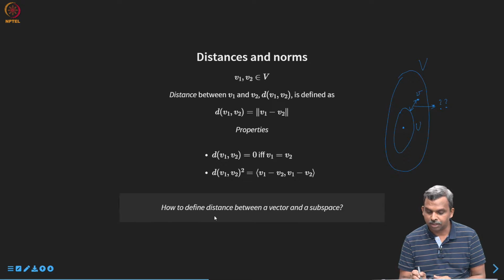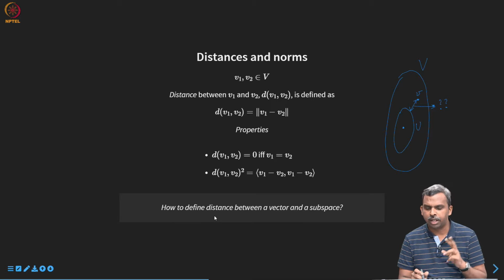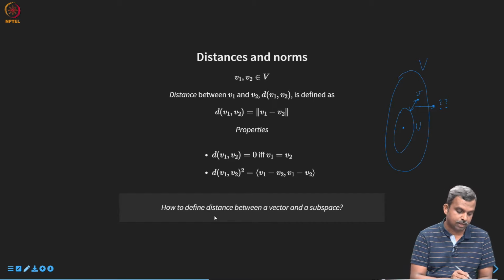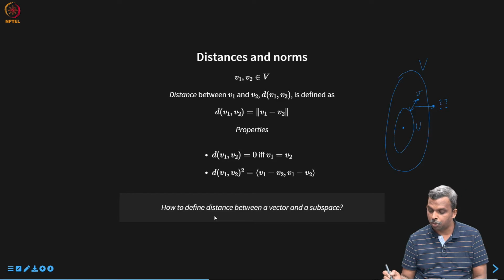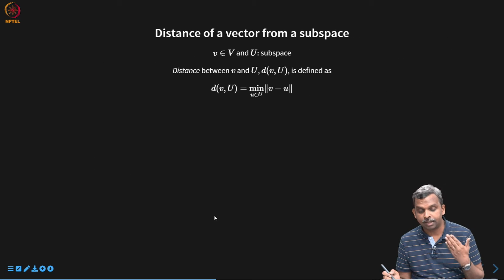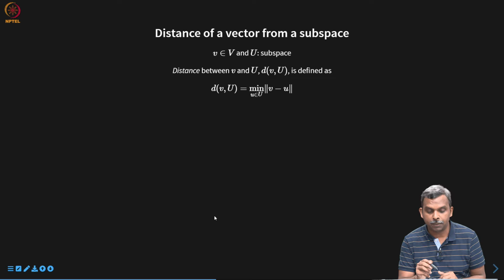This is something very interesting, and like I said, I'll give you two concrete applications in the rest of this week after this lecture. Can you define a reasonable distance between a vector and a subspace? Let's see how one can go about that. It turns out it's possible, and a very reasonable way to do it is this.